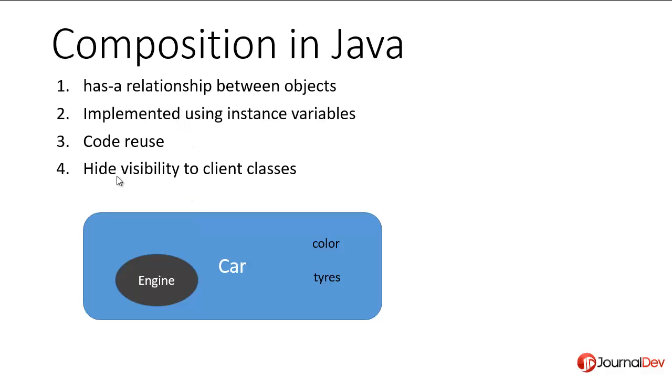The final point is hiding visibility from client classes. We can implement the Car in such a way that the Engine class is not visible to client classes. This is totally the choice of our implementation. Let's see how we will do it.